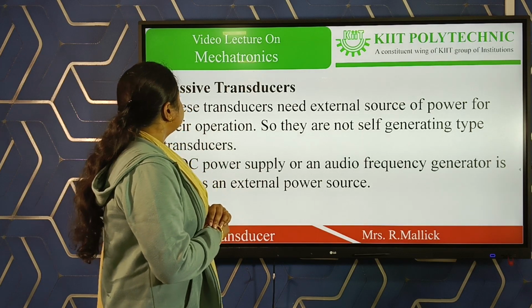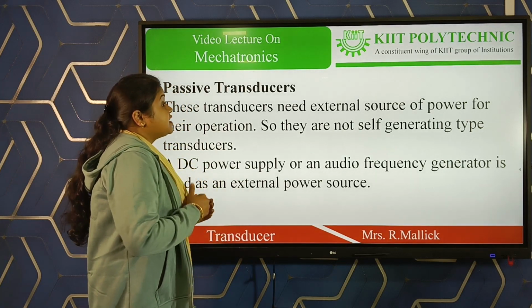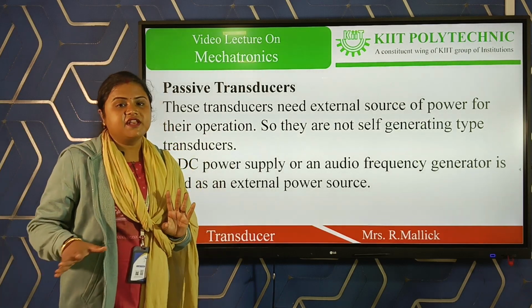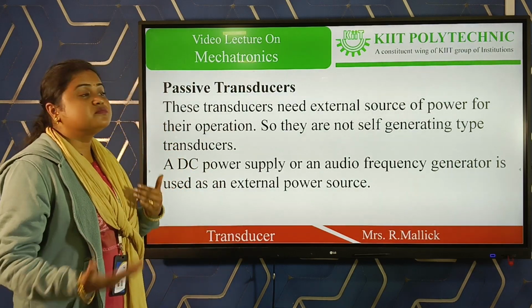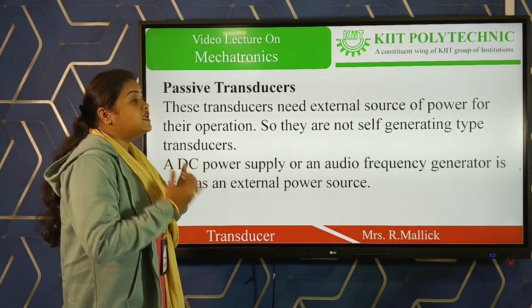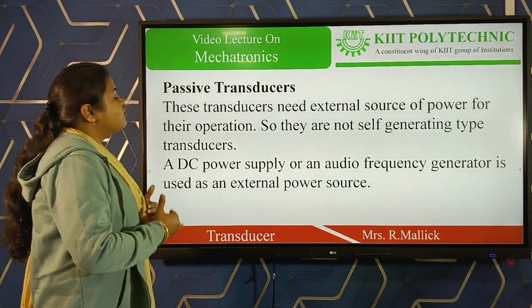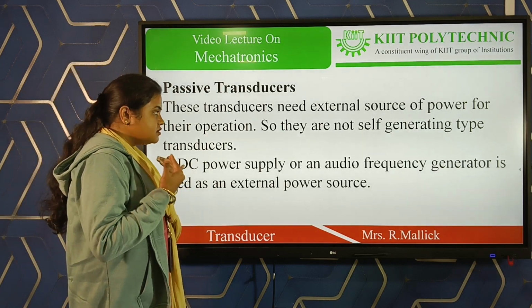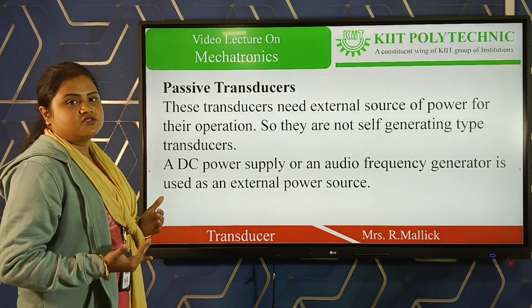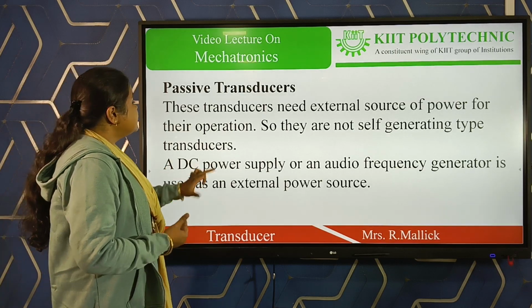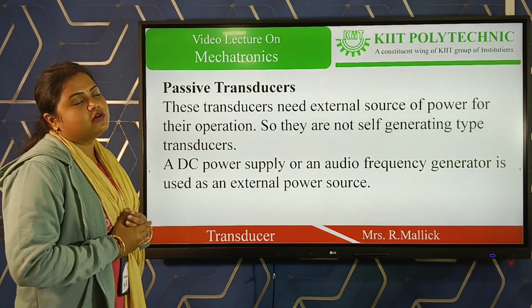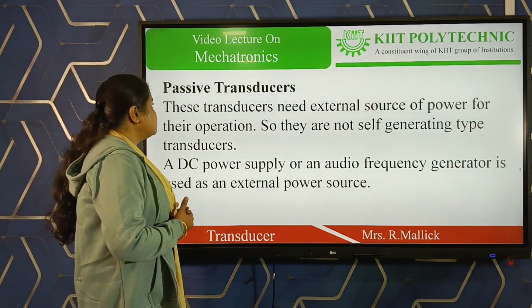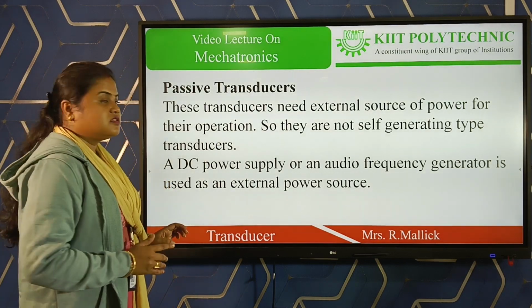Now for passive transistor. In active transistor, as we know, they don't need any external source, but in passive transistor, they need an external source of power for their operation. So they are not self-generating type transistors. A DC power supply or an audio frequency generator is used as an external power source for a passive transistor.